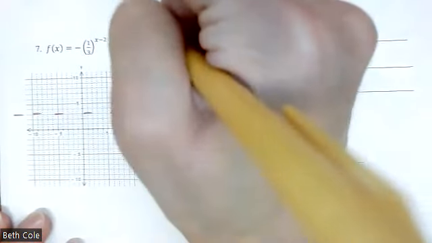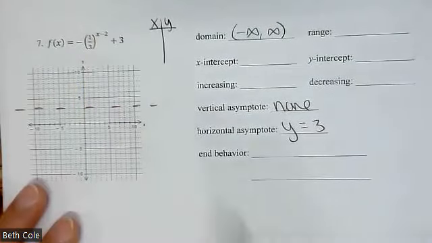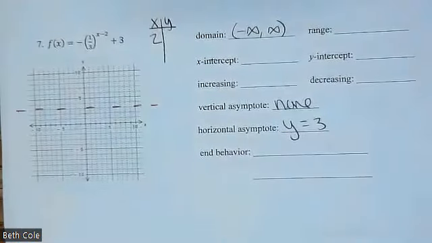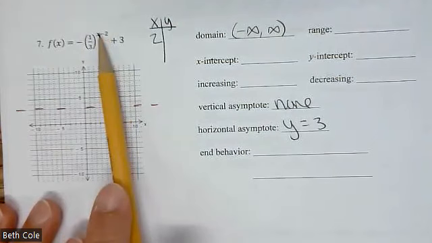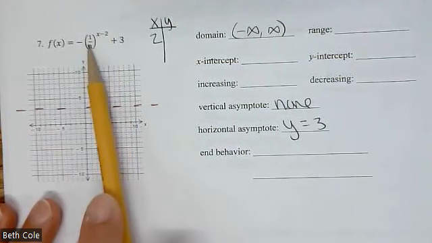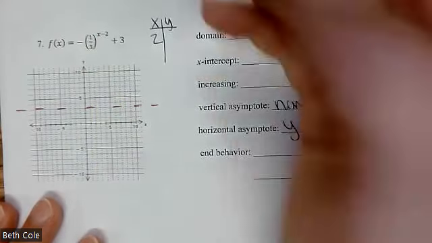And then we'll make a little table of values. You want to be clever where you start. Did this move left or right? Went right, 2. So start with 2. Start wherever it shifted. Here we go. 2 minus 2 is 0. Anything to the 0 power is 1, plus 3 is 4.